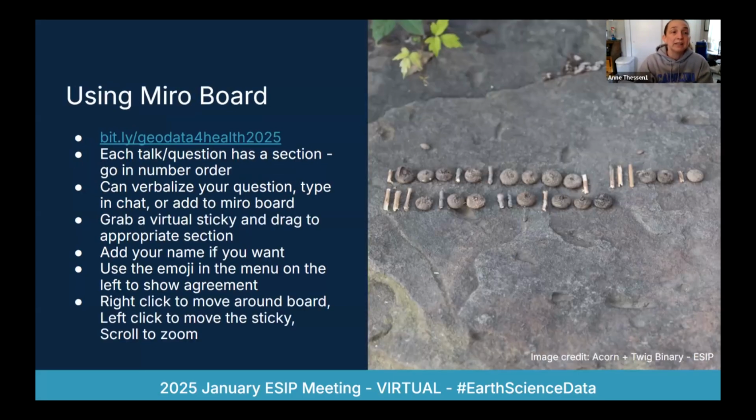Okay, so let's go to the Miro board. And I can share the Miro board if people... It looks like we have 12 people in there, so there might be 2 or 3 that are not, but most folks are.